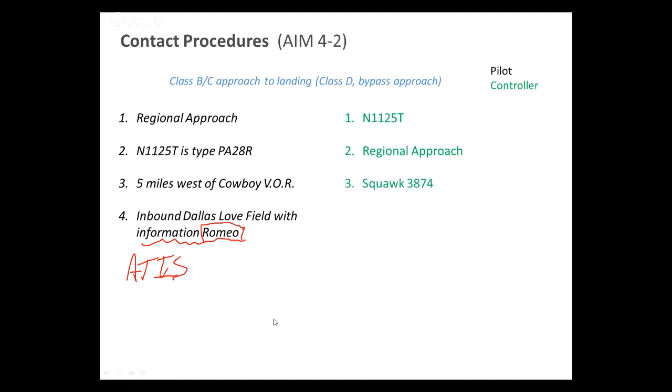And then the tower or the approach controller is going to speak to me in a similar fashion that I've spoken to him. He's going to first state who he's talking to, and then he's going to identify himself. So first of all, who am I talking to? November 1125 Tango.